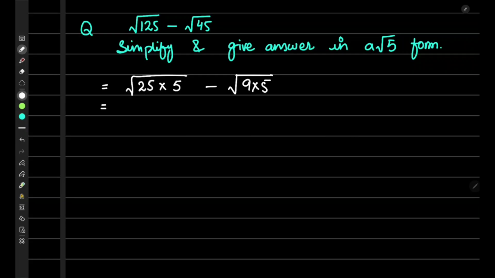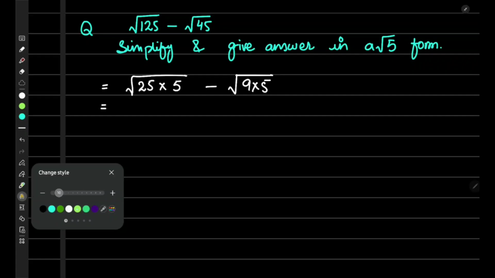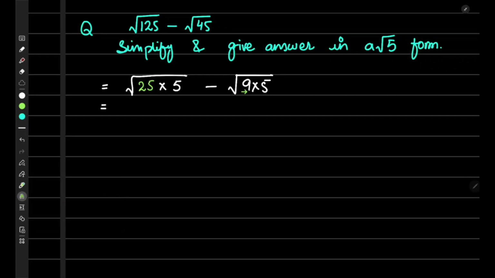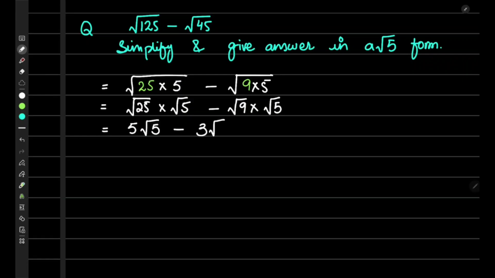Then see, in both of these numbers you have one complete square. Now by using the distributing surd technique, you will just distribute the square root on both the multiplied numbers. So it will become root 9 times root 5. It will then become 5 root 5 minus square root of 9 is 3, so 3 root 5.